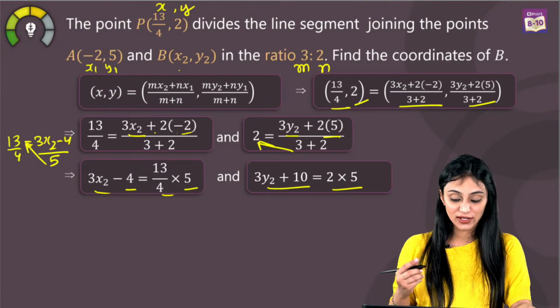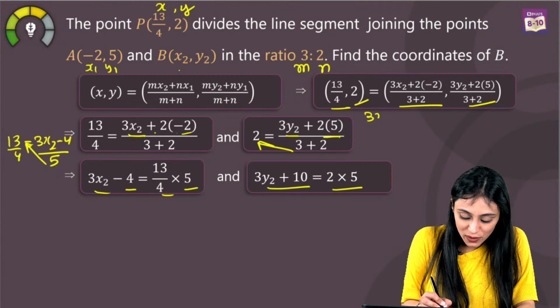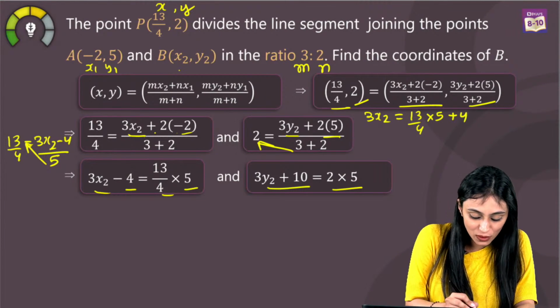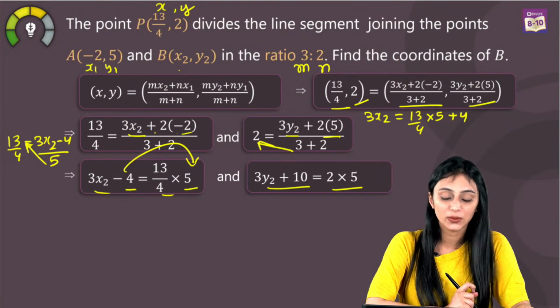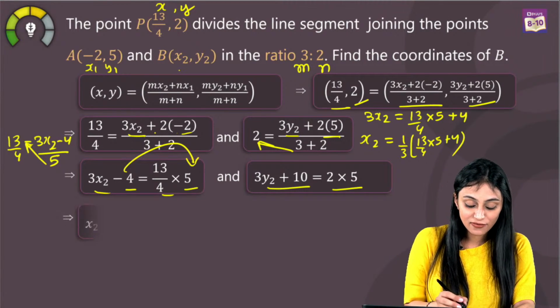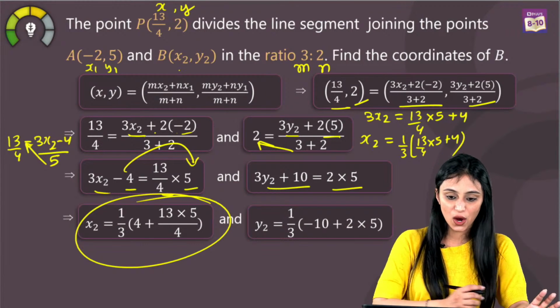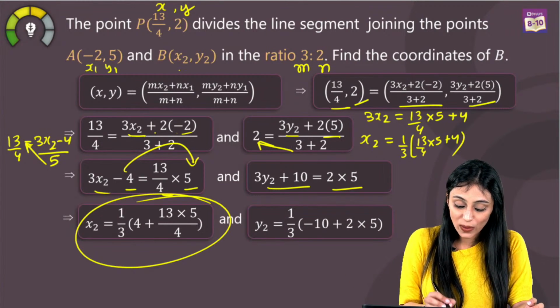Now I need the value of x2, y2. So let me simplify here. This is going to be 3x2 equals 13 by 4 times 5 plus 4. This 4 will come to this side and it will be added. Now x2 would be equal to 1 by 3 of 13 by 4 times 5 plus 4. That's the value of x2 from here. Understood? Yes? Okay.